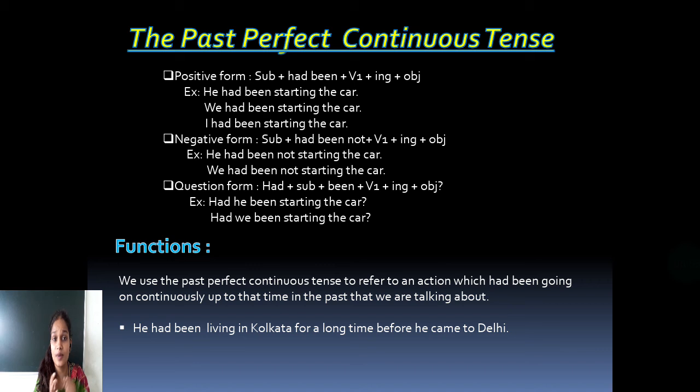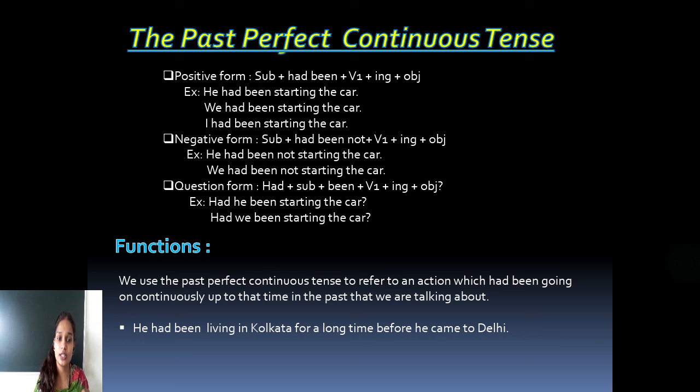Now, what is the function of past perfect continuous tense? We use the past perfect continuous tense to refer to an action which had been going on continuously up to the time in the past that we are talking about. पास्ट परफेक्ट कंटिन्यूस टेंस में हम उस एक्शन के बारे में बात करते हैं जो कंटिन्यूसली चल रहा होता है जब हम पास्ट में अगर किसी चीज़ के बारे में बात करते हैं उस टाइम तक.